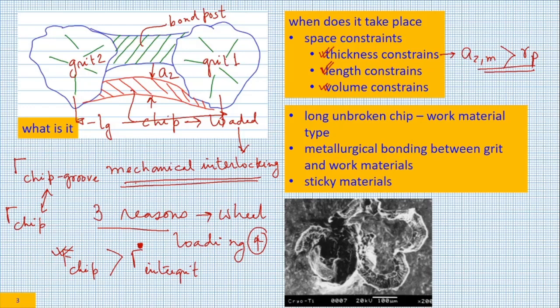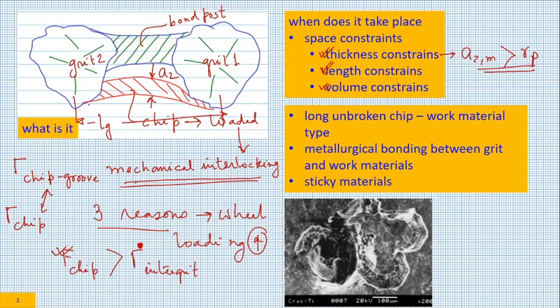So these are the problems or constraints. If they are violated, then the wheel loading takes place. Wheel loading means what? Accumulation of chip at the intergrid space. Now, what kind of properties or characteristics influence wheel loading or increase the chance of wheel loading?